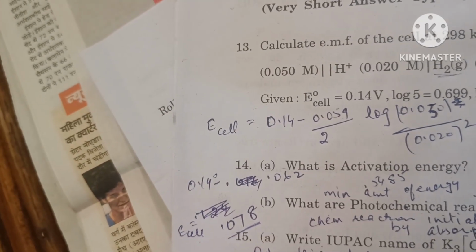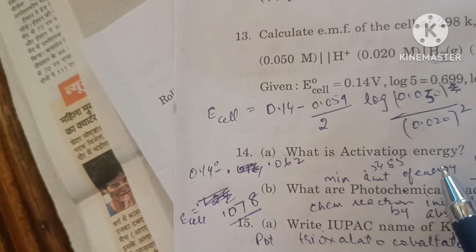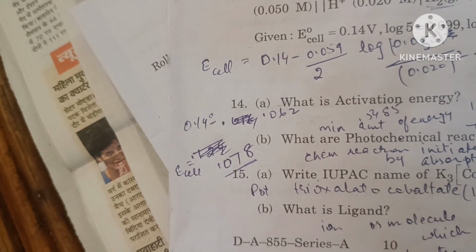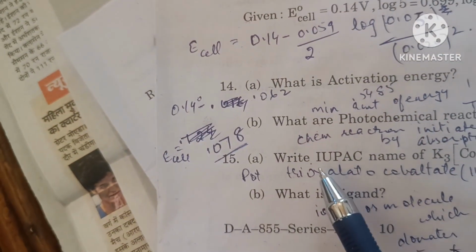What is activation energy required? The minimum amount of energy required for reactants to convert into products is called activation energy. What are photochemical reactions? Chemical reactions that are initiated by absorption of light are called photochemical reactions.